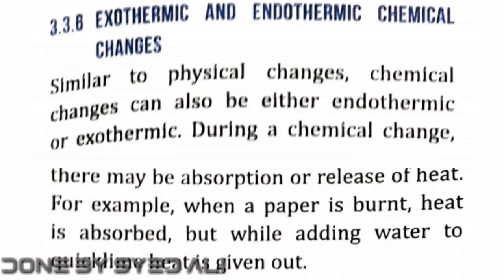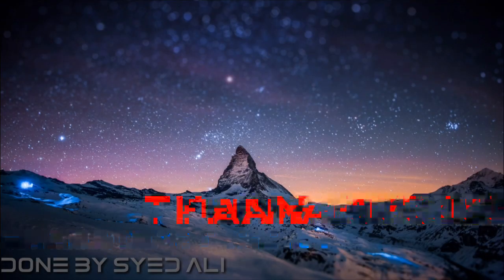Then exothermic and endothermic chemical changes. Similar to physical changes, chemical changes can also be either endothermic or exothermic. During a chemical change, there may be absorption or release of heat. For example, when a paper is burnt, heat is absorbed, but while adding water to quicklime, heat is given out.